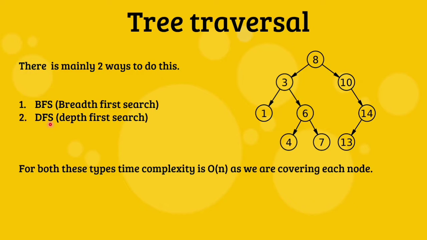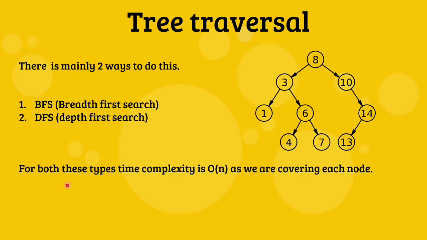The second type is DFS, that means depth first search. Here we will first go down and then we will cover the horizontal level. So we will start with our 8, then we will go to 3, then we will go to 1 and then again we will come to 3 and then we will come to the 6, then to 4 and then again we will come to 6 and then 7. In this way depth first search works. In depth first search, we are completing the vertical level first and then the horizontal level, as compared to our breadth first search.